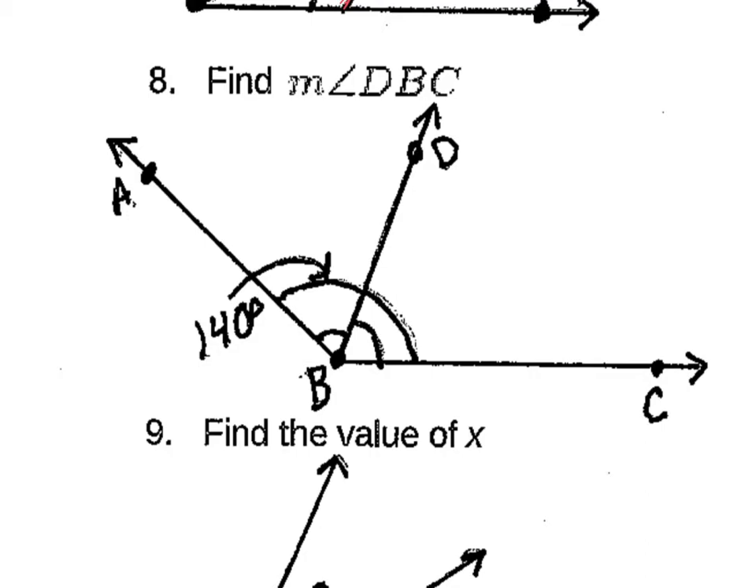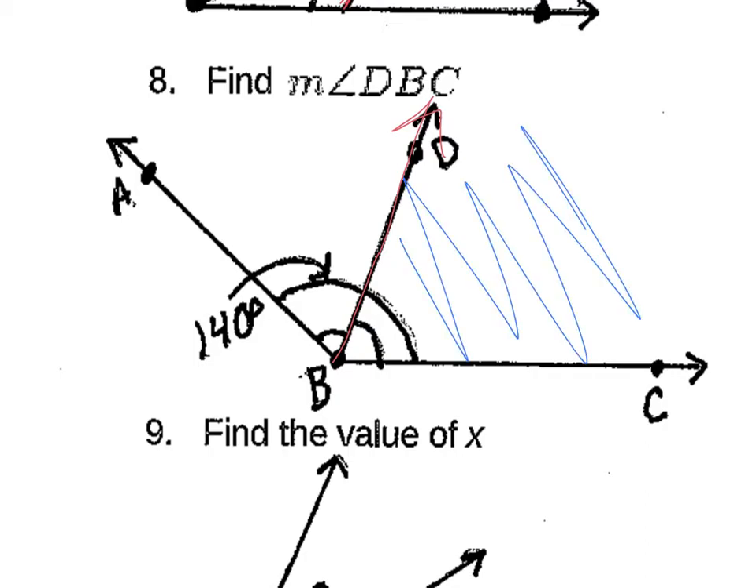Number 8, we have BD again, a bisector. It's cutting this big angle in half. They want you to find DBC. DBC is all of this angle right here. Now keep in mind, you got 140 that's pointing to this whole thing is 140. You need to figure out what's just DBC.